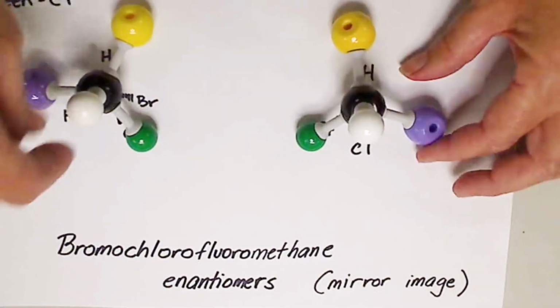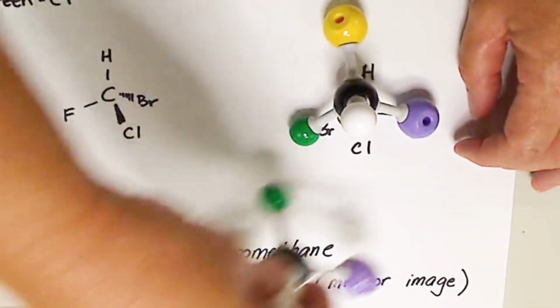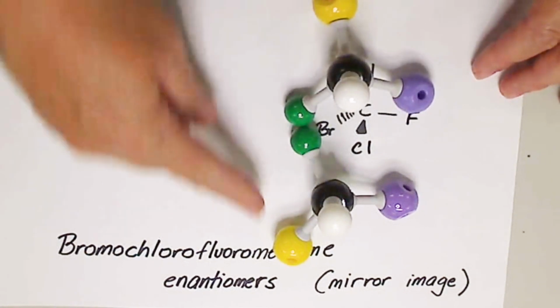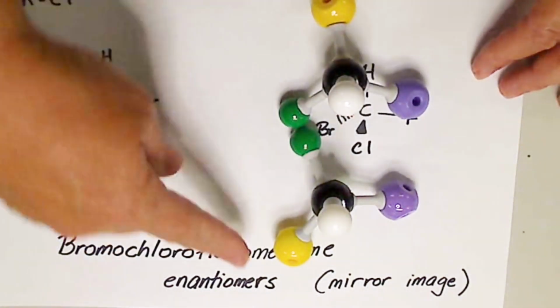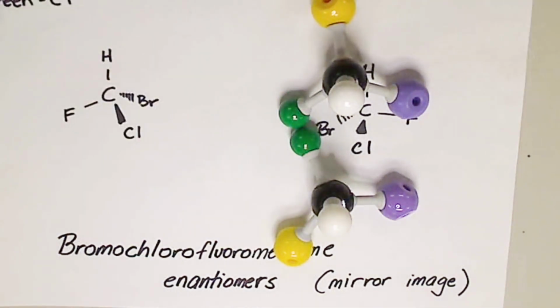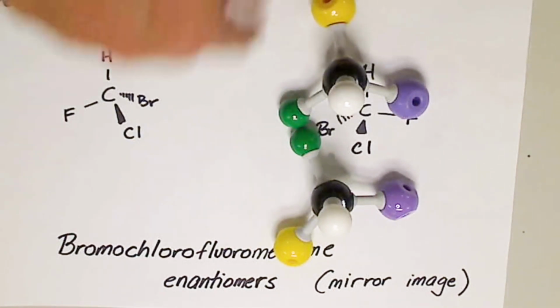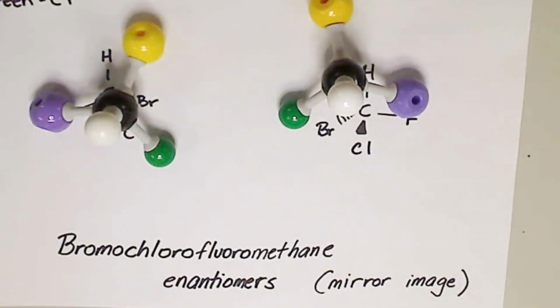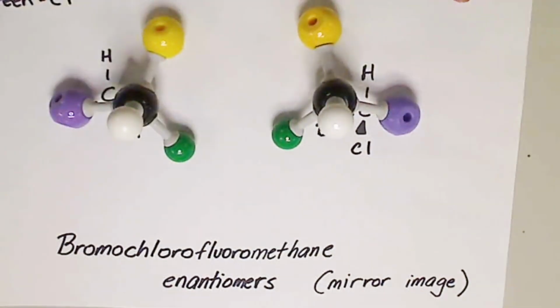If I tried to make this with the fluorine on the same side, you can see that this is not the same molecule. My bromine and my chlorine are now on opposite sides. So they aren't the same arrangement. They are slightly different because we are looking at things in 3D. So if you have a mirror image, then it is what we call an enantiomer.